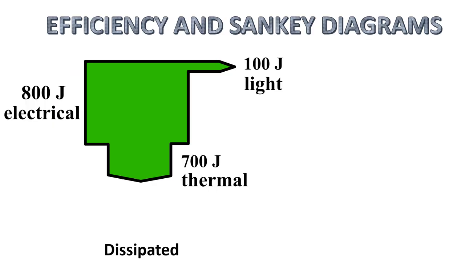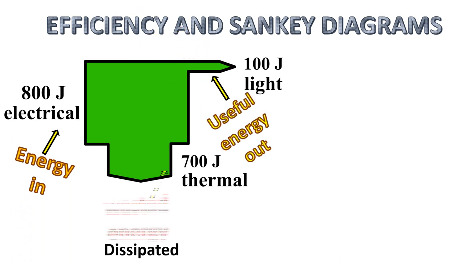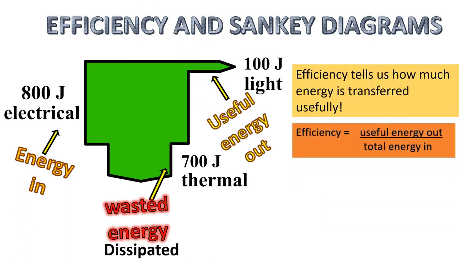Sankey diagrams. So remember, anything going forwards, like the light in this case, is energy being transferred usefully. This is where the energy goes in. So it's been transferred by electricity, that should really say. And anything going downwards is wasted energy. It's thermal energy. All the energy will eventually be dissipated. And we can use this information to work out the efficiency, which is useful energy out divided by total energy in.